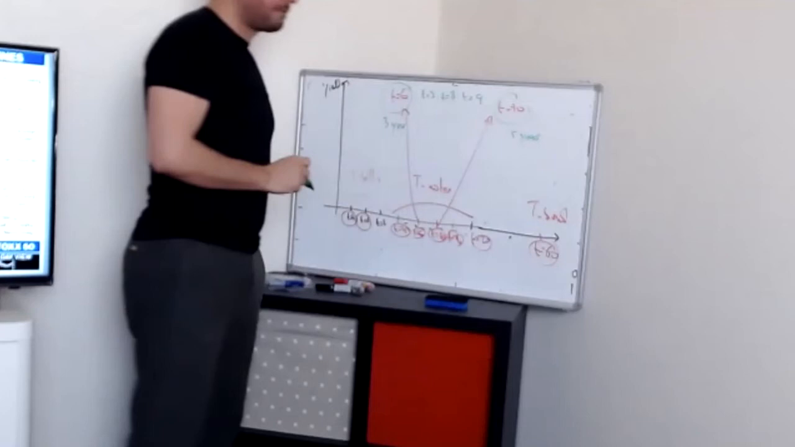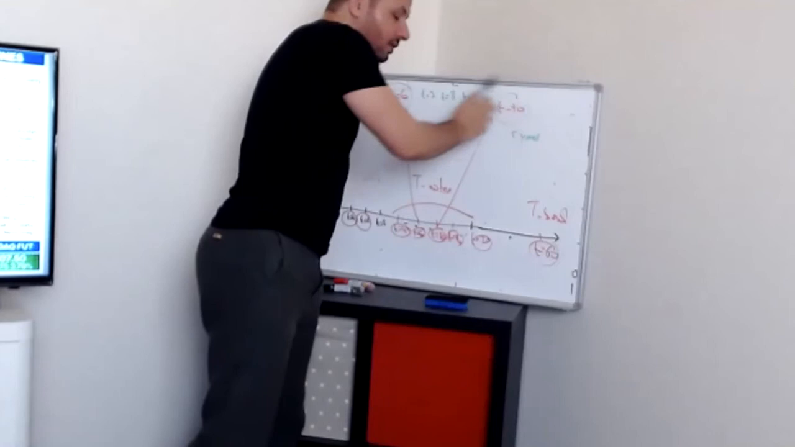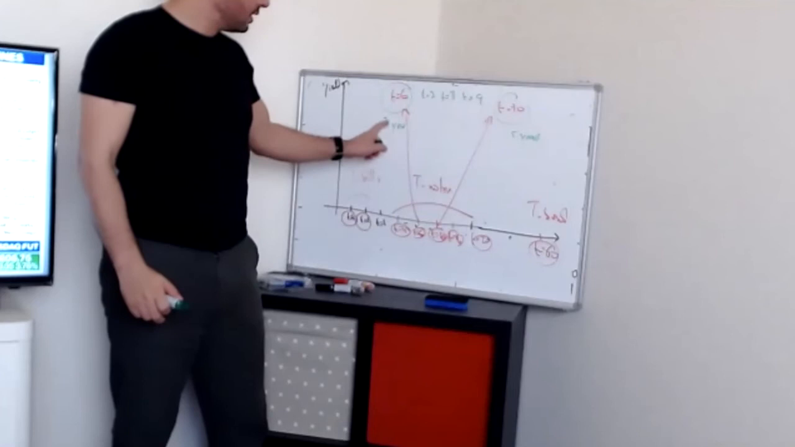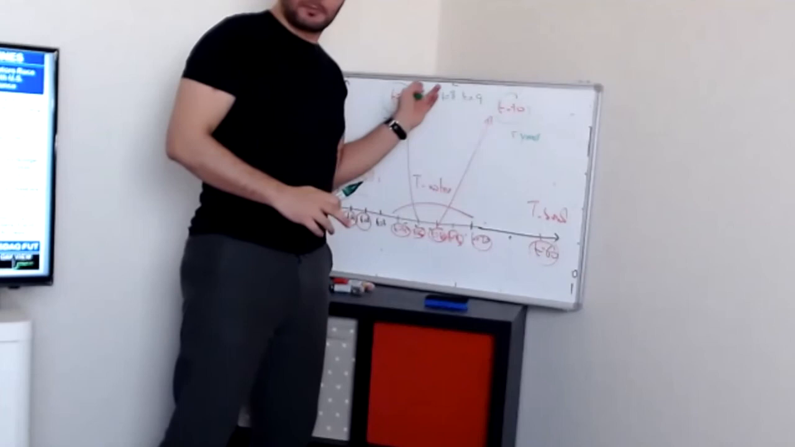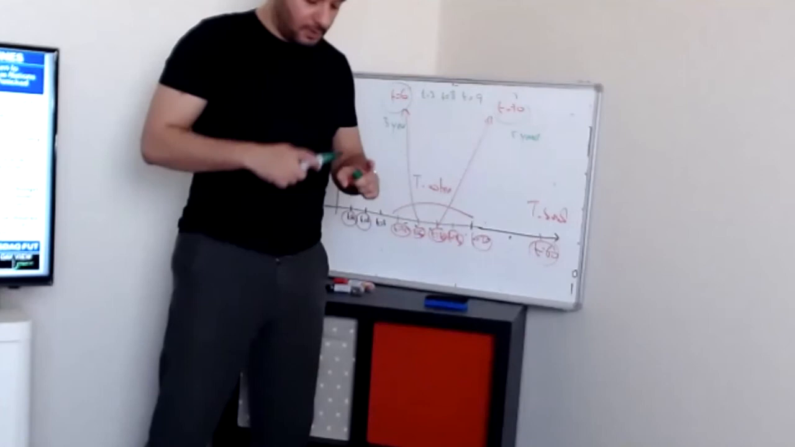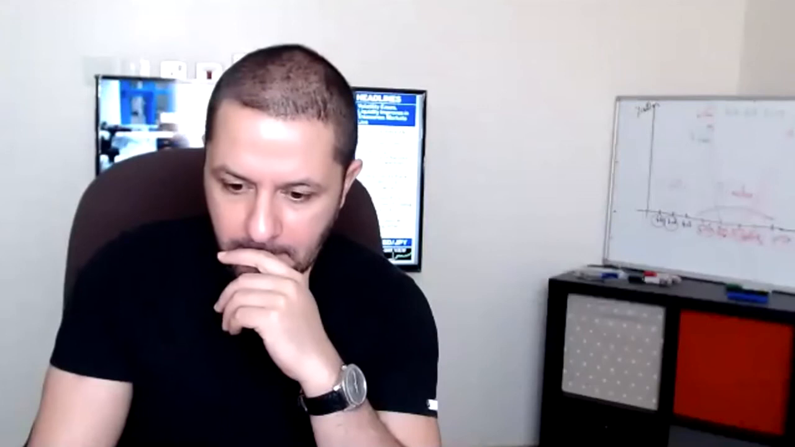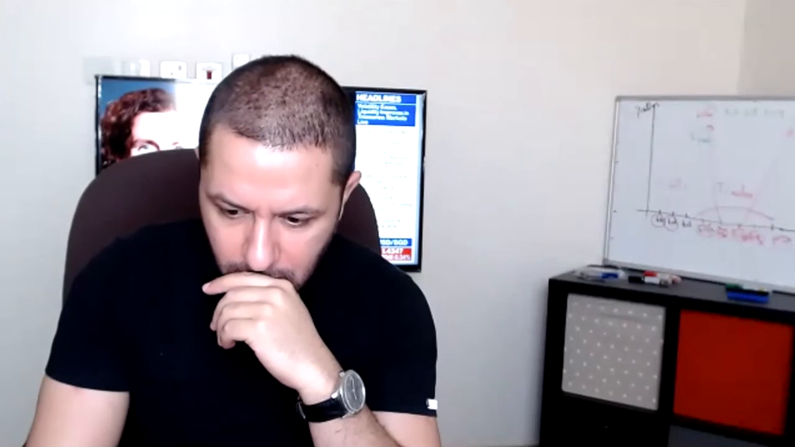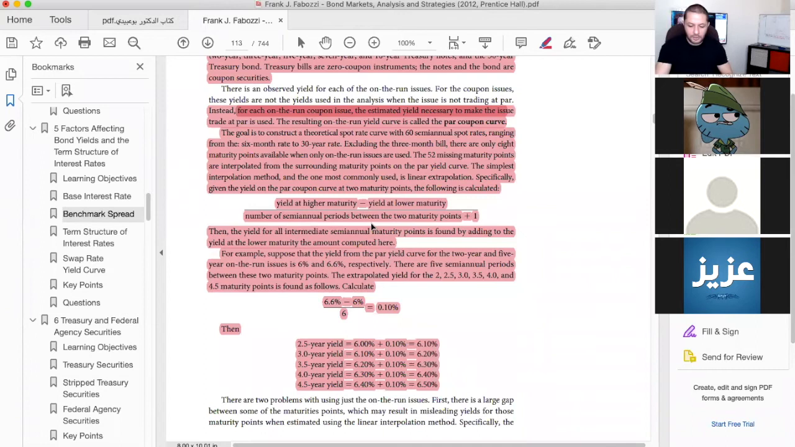All you have to do is to find the yield to maturity for 5 years minus the yield to maturity for 3 years, and divide it by the number of periods between these two dates, which is 1, 2, 3, 4 periods. So let's see an example. So this is the formula. You have to consider the yield at higher maturity minus the yield at low maturity, divided by the number of semi-annual periods between the two maturity points plus one.